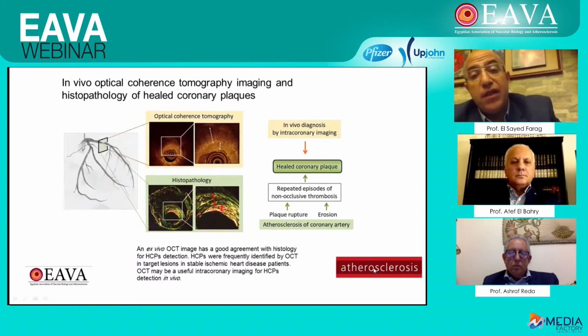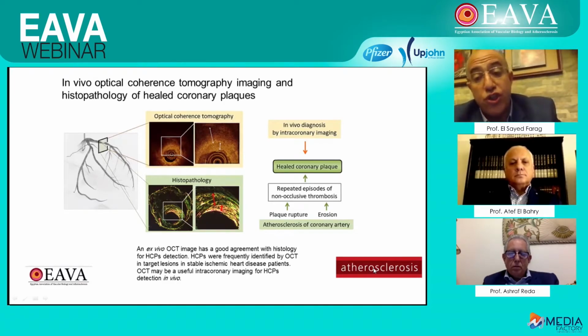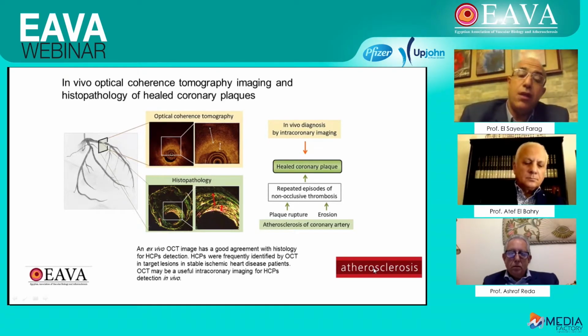Not only the vulnerability, but we can also assess the healed plaque, because as we all know, atherosclerotic coronary artery plaques are prone to rupture and prone to erosion, and with repeated episodes of non-occlusive thrombosis due to rupture or erosion, they pass through the healed coronary plaque stage, which can be assessed by optical coherence tomography. So not only the vulnerability, but also the stability of the plaque can be assessed by the OCT.